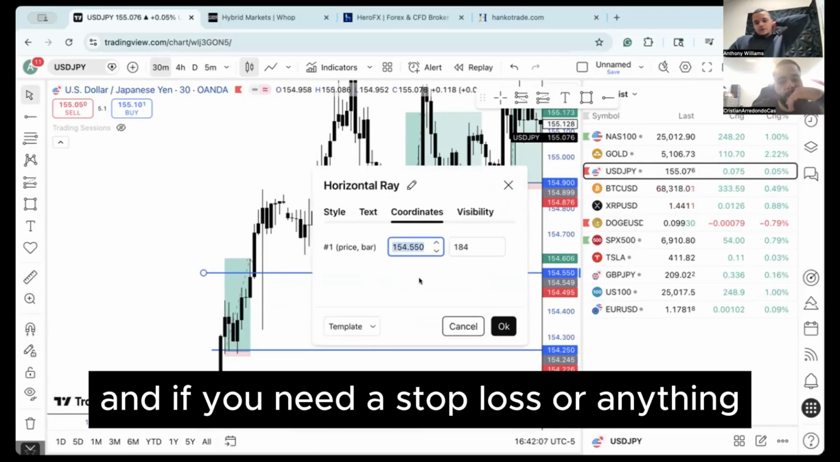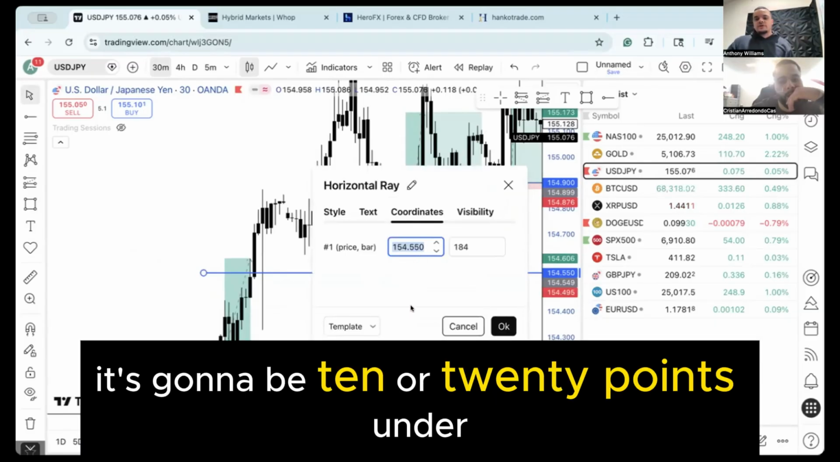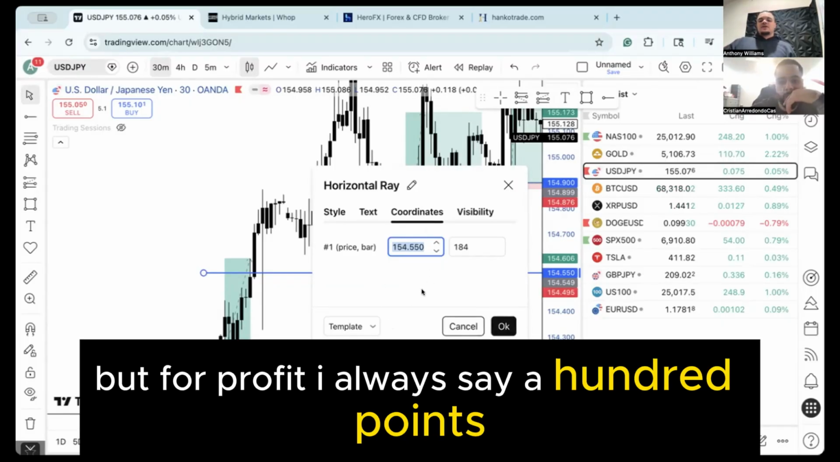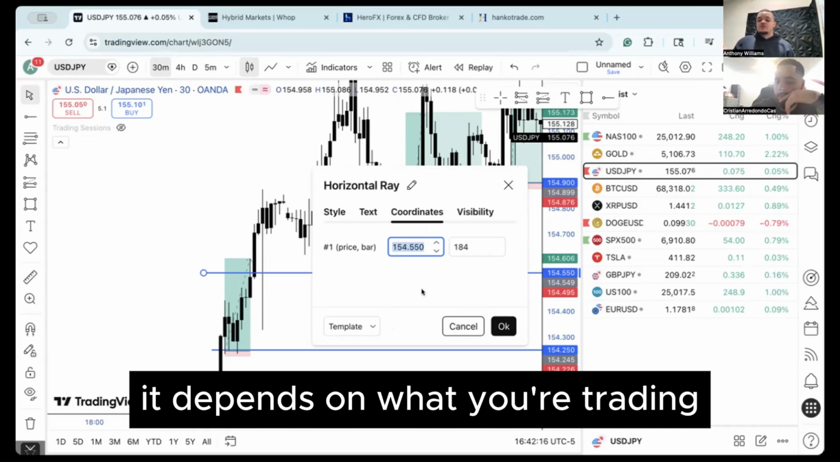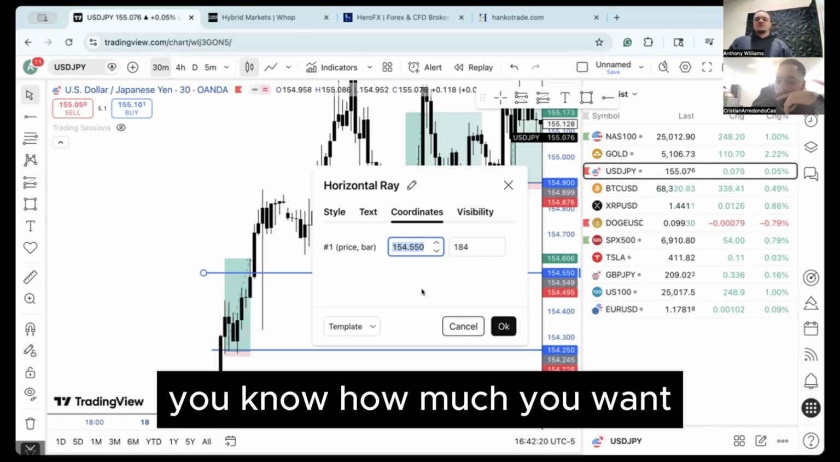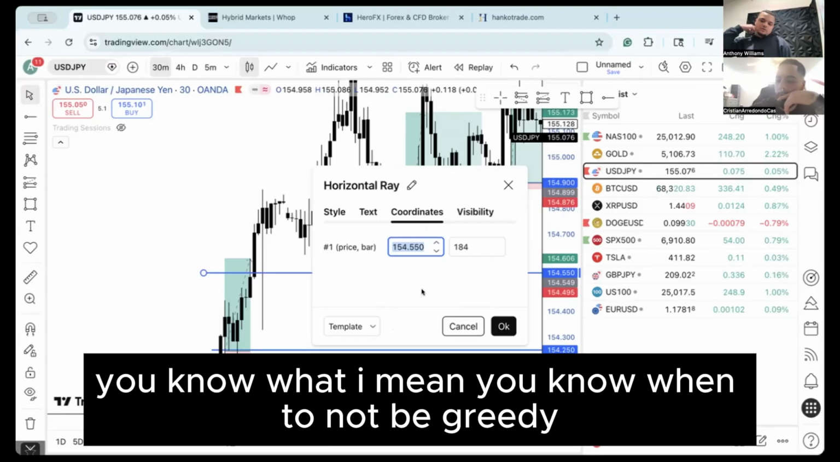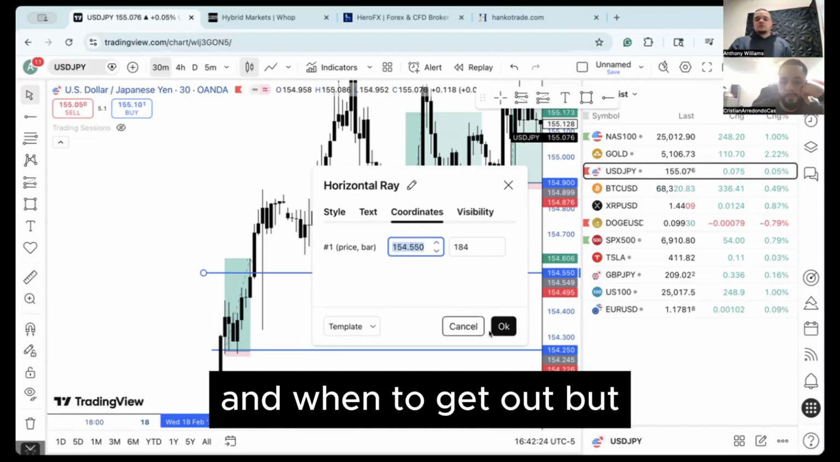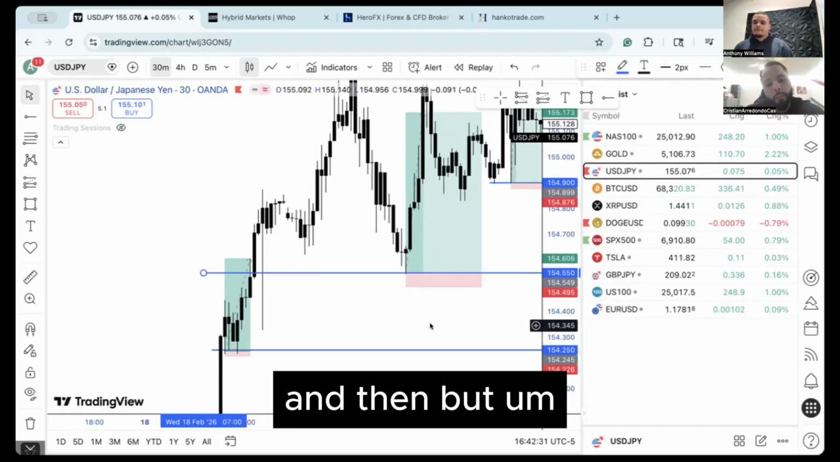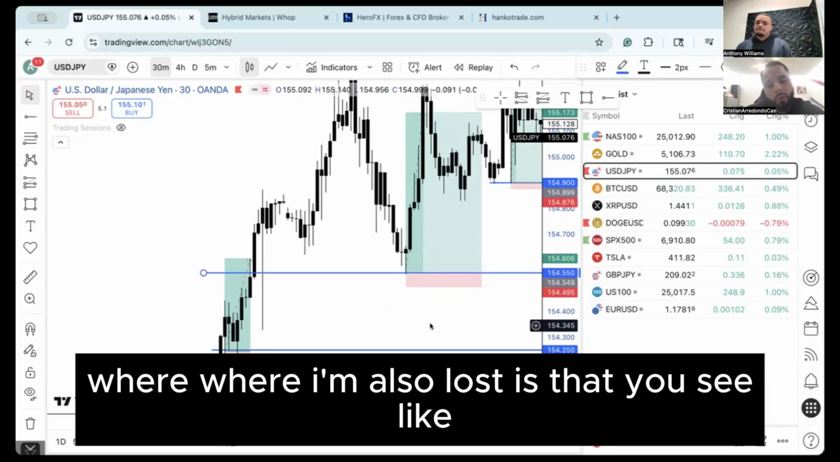And if you need a stop loss or anything, it's going to be 10 or 20 points under or 10 or 20 points over. But for profit, I always say 100 points. It depends on what you're trading. You know what I mean? Everything's different. It could be how much you want. You know when to not be greedy, and you know when you're good in the trade and when to get out, but 100 points.